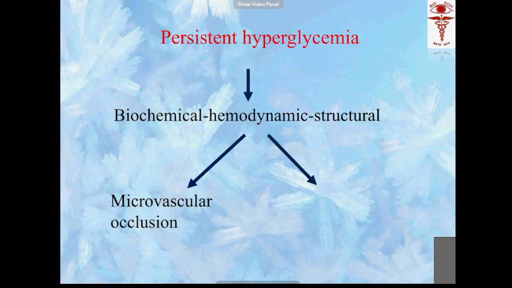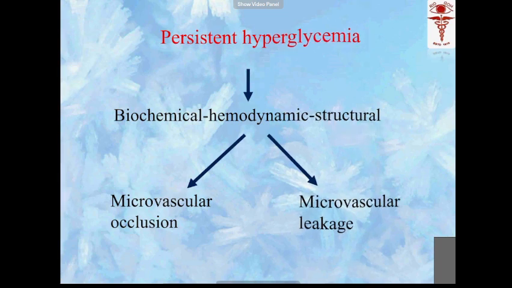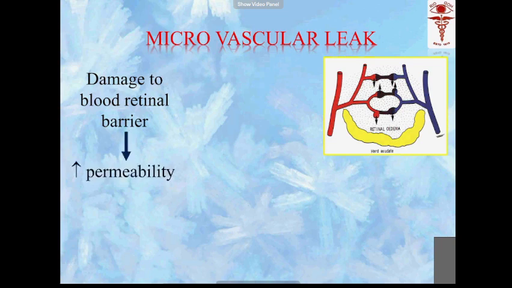One is the microvascular occlusion, another is the microvascular leakage. This pathology, as I told you, occurs in the precapillary arterioles, capillaries and postcapillary venules. What happens because of the microvascular leakage, because of the loss of pericytes and the loss of endothelial integrity? The inner blood retinal barrier is lost. It increases the permeability of the vessel wall and it ultimately leaks.